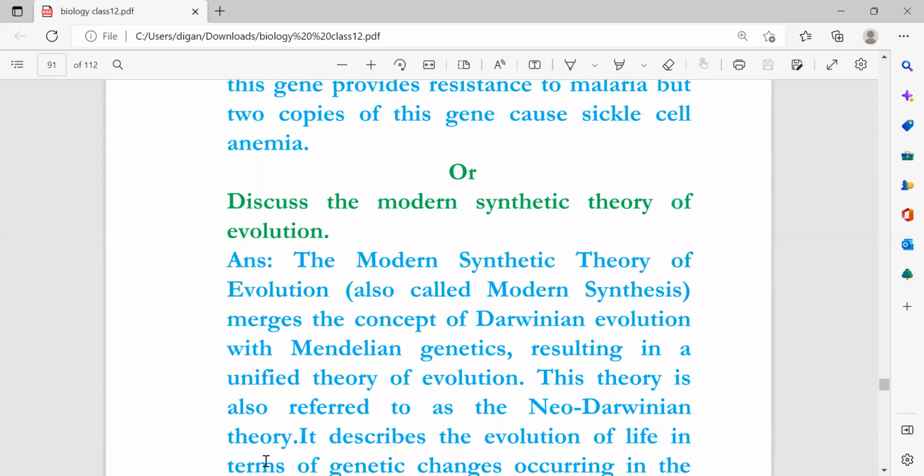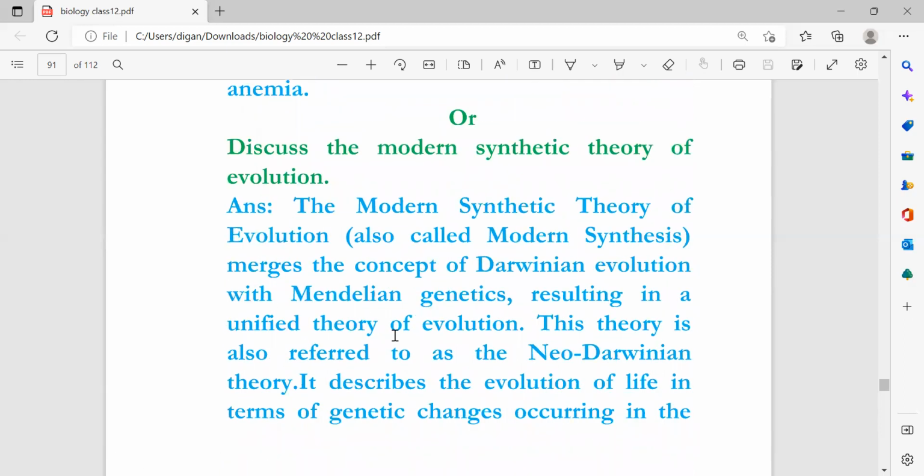Or discuss the modern synthetic theory of evolution. The modern synthetic theory of evolution is also known as modern synthesis. So if this term is given in the question paper, don't get confused. It merges the concept of Darwinian evolution with Mendelian genetics, resulting in a unified theory of evolution. This theory is also referred to as Neo-Darwinism. So if the Neo-Darwinism term also comes, then you have to write the same theory.